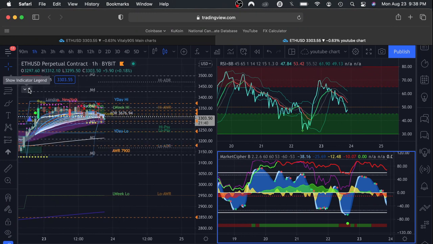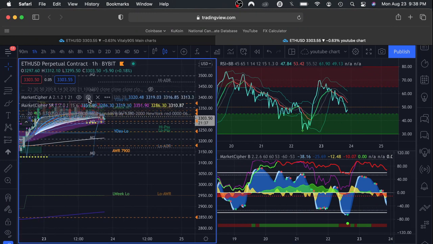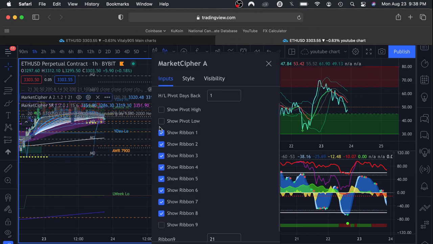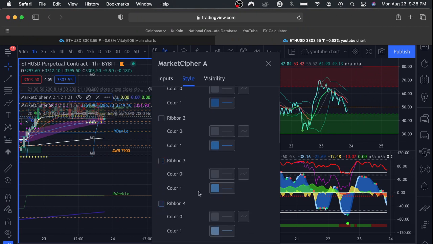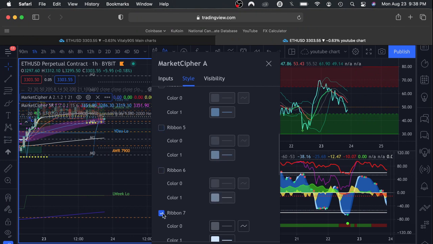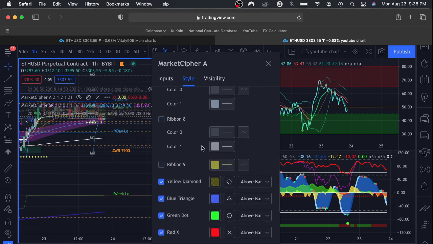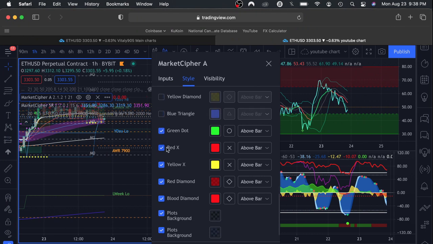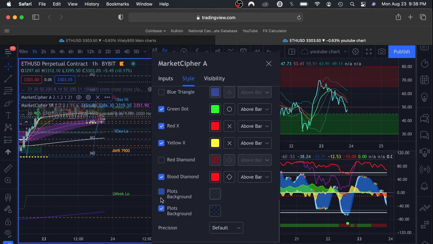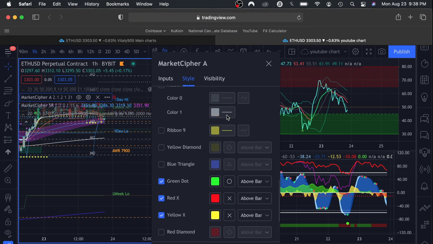And then I'm going to go over the settings. So for Market Cipher A, I turn off all the ribbons. Then go to style. I turn off the pivot high and low. Turn the ribbons off. I turn off the yellow diamond, blue diamond. I keep the green dot on, red X, yellow X. Turn the red diamond off and keep the blood diamond on. And that's pretty much it.